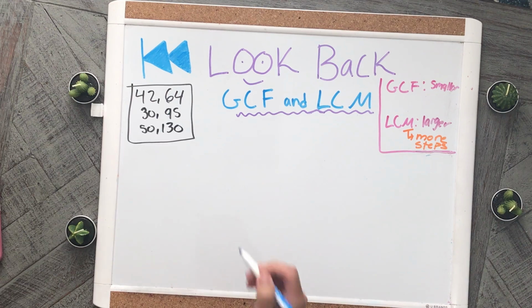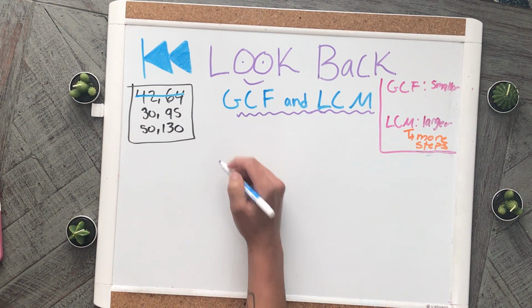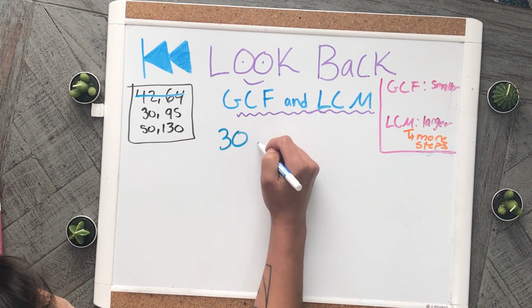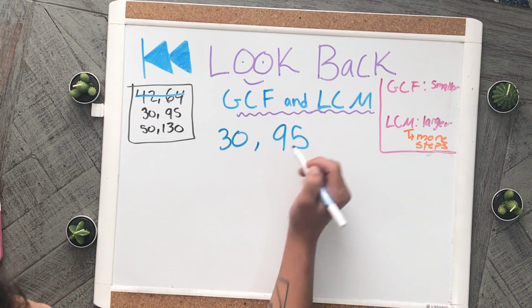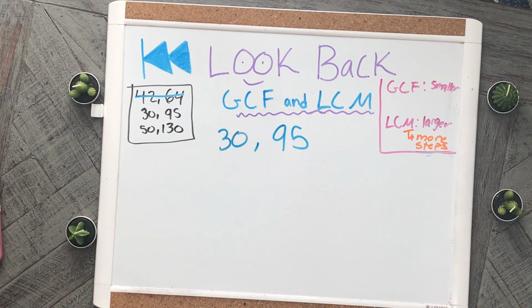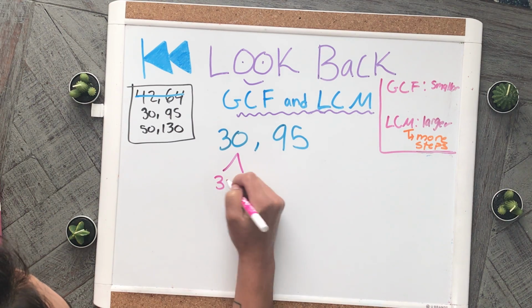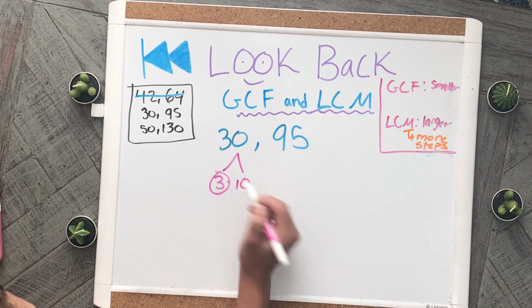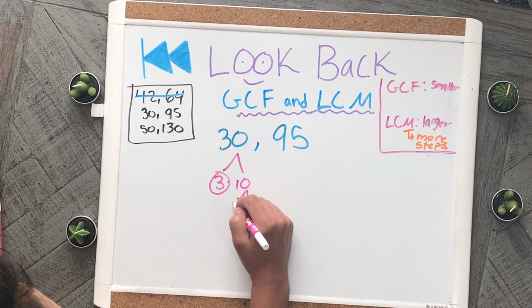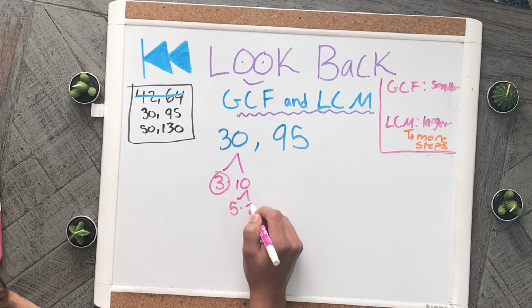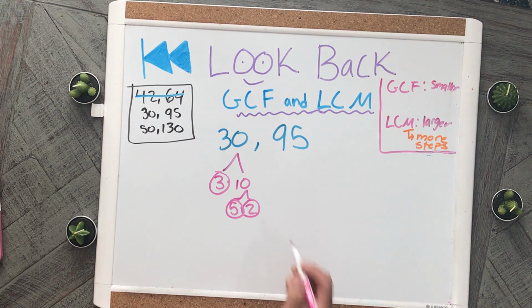We're going to look at 30 and 95 now. Okay. Now, what two numbers do we multiply to get to 30? Well, you can do 3 and 10. 3 is prime. 10 we break down to 5 times 2. 5 and 2 are prime.